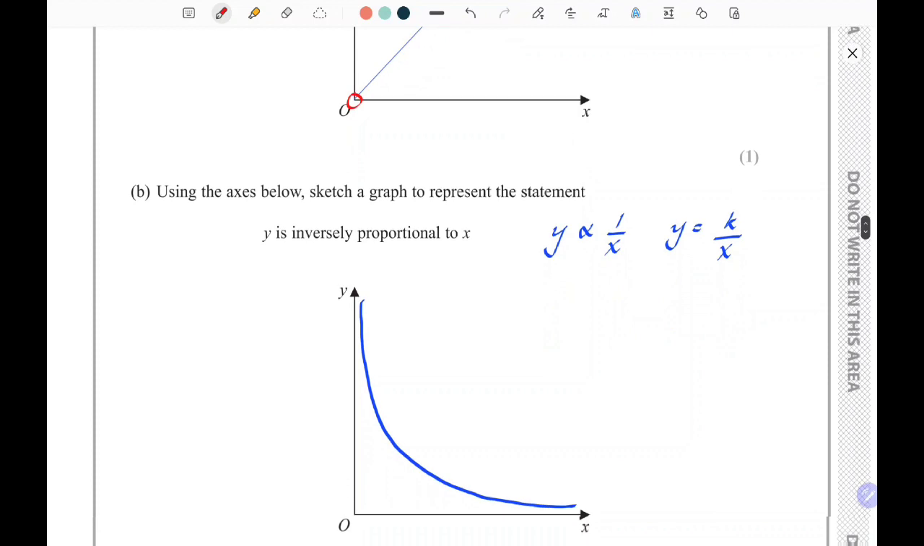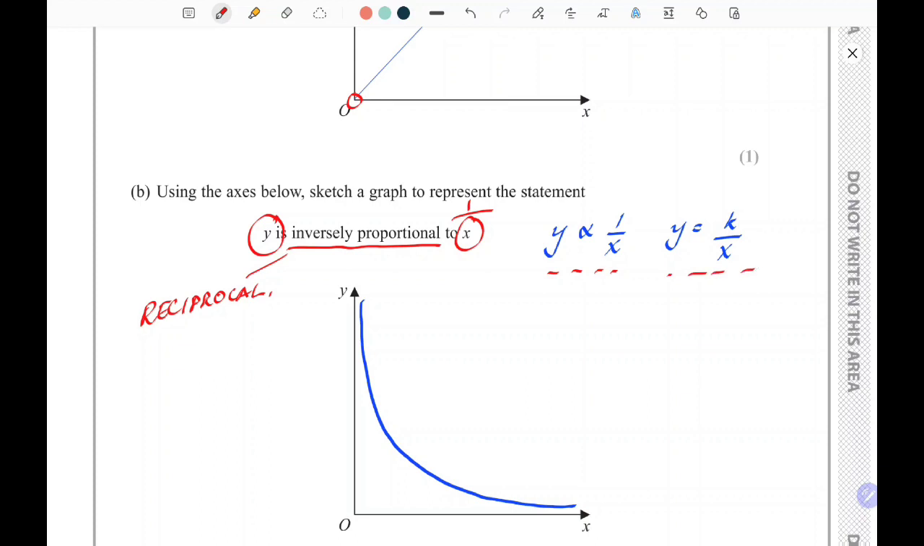The next one is Y is inversely proportional. Inversely proportional means 1 over something. The proper word for it is reciprocal. But as long as you remember inversely proportional, it's basically whatever is here, you put 1 over that, like that. So Y is inversely proportional to X, and therefore Y equals K over X.